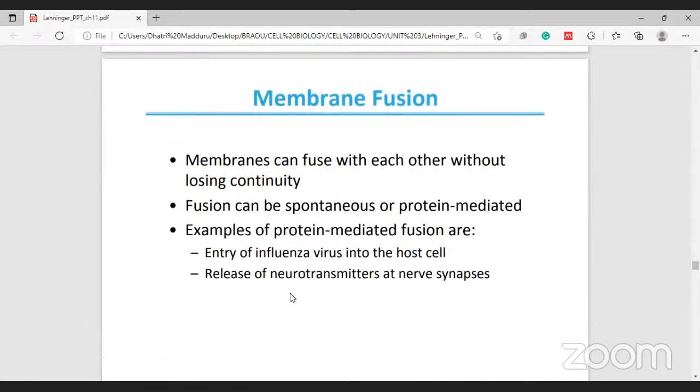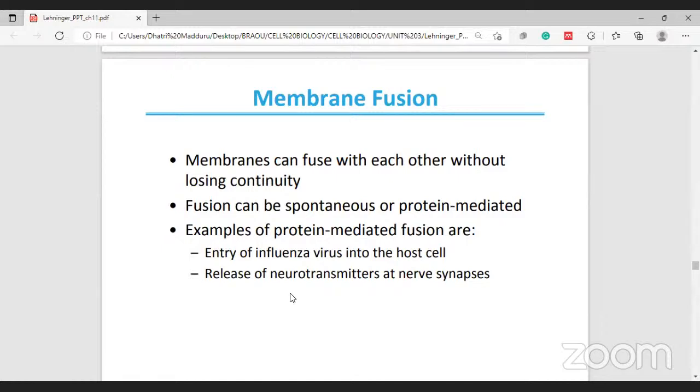And these membranes can fuse with one another without losing continuity. The fusion is spontaneous, or there can be proteins or enzymes which mediate the fusion. Protein mediated fusion examples are, if an influenza virus enters into the host cell, it will fuse with the membrane. How phagocytosis takes place, I will explain to you.